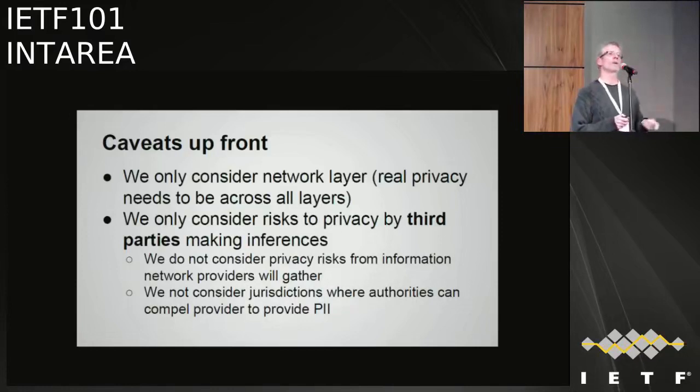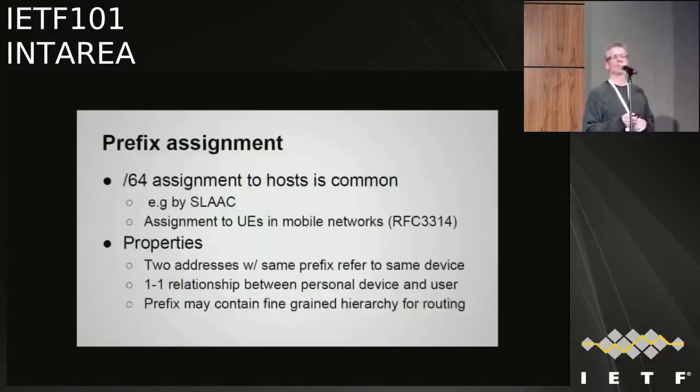This is also only considering risk from third parties interpreting or inferring information from IP addresses. So that specifically means we're not considering network providers that have, say, the full mapping of IP address to device. It's up to them to secure that data. I'm not sure we can do much technically to solve that problem. And equivalently, this doesn't address law enforcement or authorities who can compel, say, network providers to release that information. So, like I said, those are caveats up front. We understand that, and privacy is a multi-pronged problem, as we know.